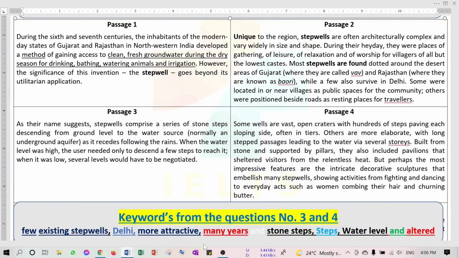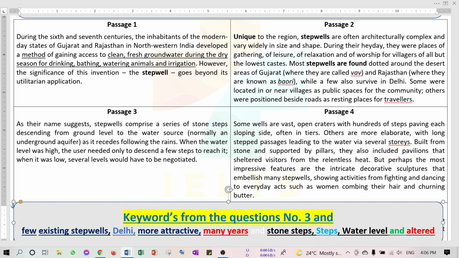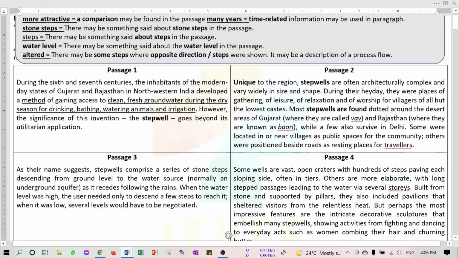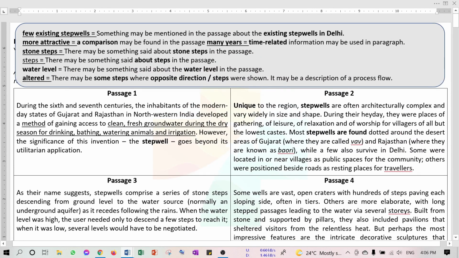We have selected the keywords and relevant information for the first 2 questions. Now we will take another 3 questions. The keywords are few existing stepwells, Delhi, more attractive, many years, stone steps, water level, and altered. Let's go to the passage from previous passage.